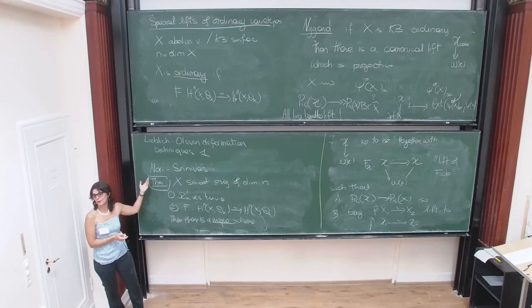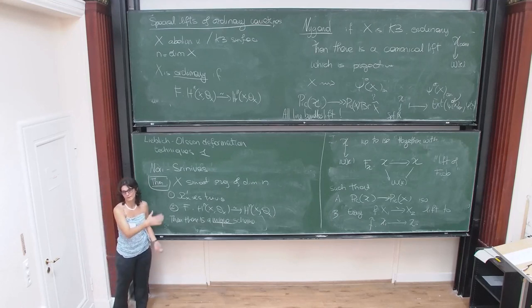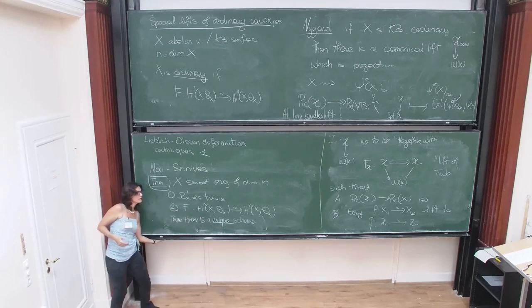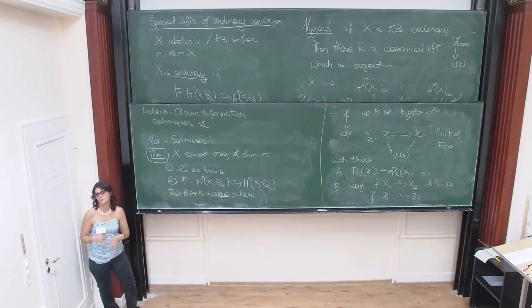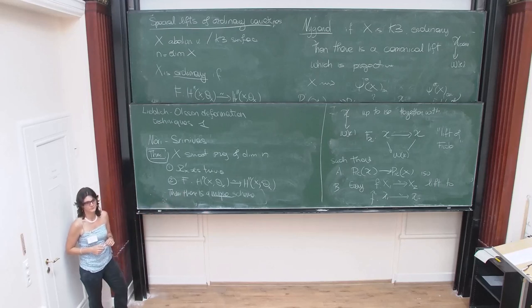Also for K3 surfaces, you have height 1 that are ordinary, finite height that are neither ordinary nor supersingular, and then you have the supersingular that give you the other edge of the spectrum. So ordinary and supersingular give you the two boundaries between which you can span behavior.